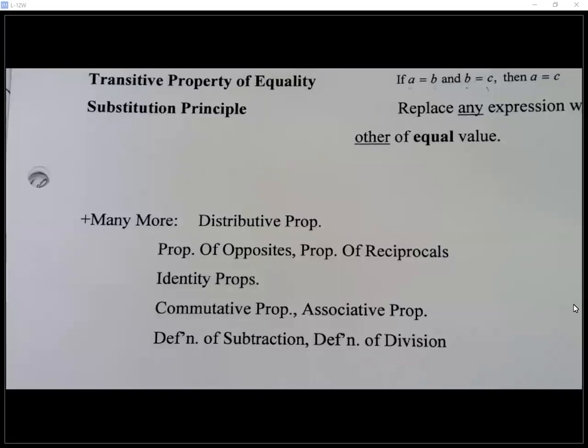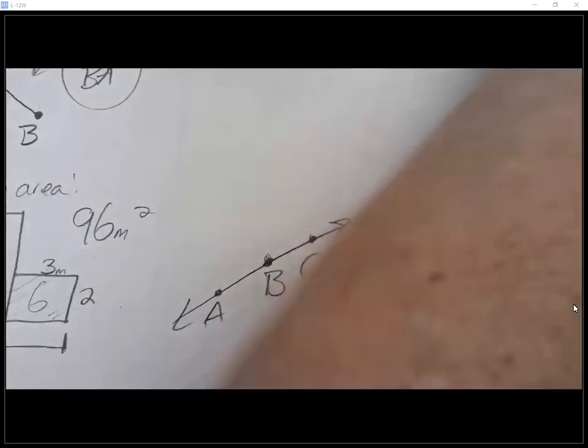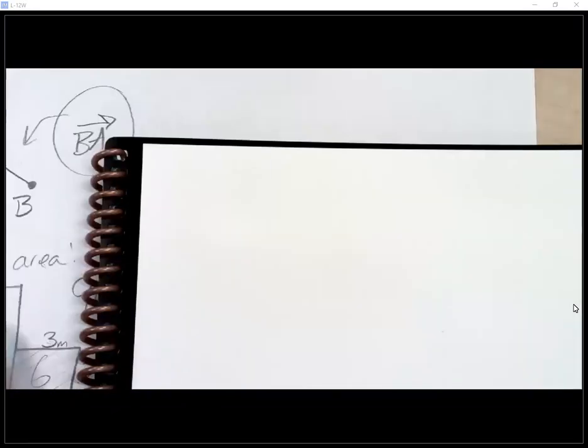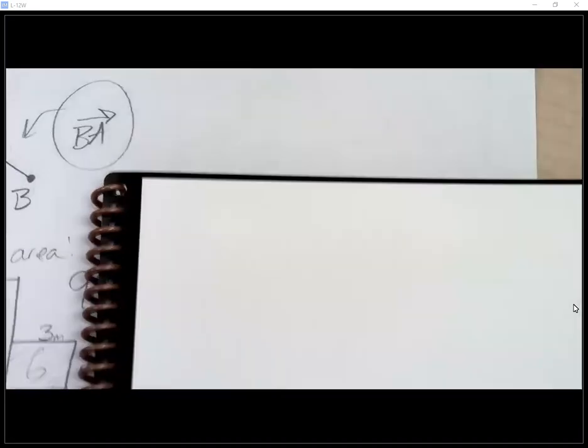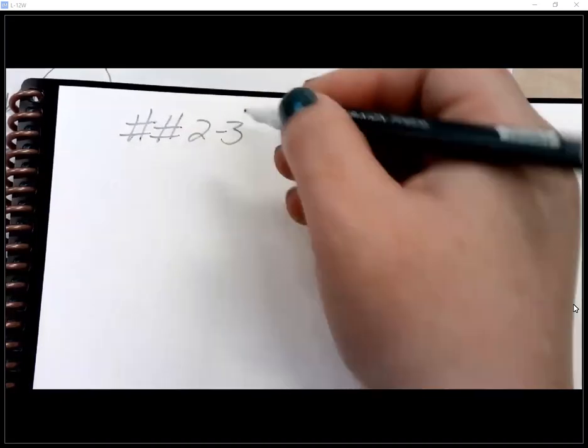So I am going to grab my notebook. And I'm going to title this 2-3. Make sure I have the pens that I want. There it is. So 2-3 is titled Proofs and Theorems.